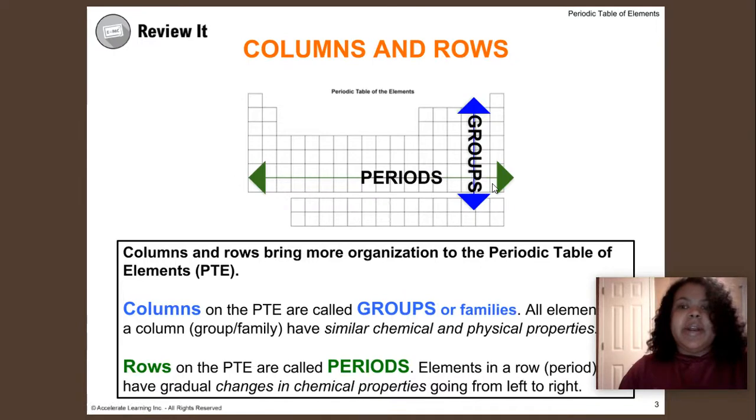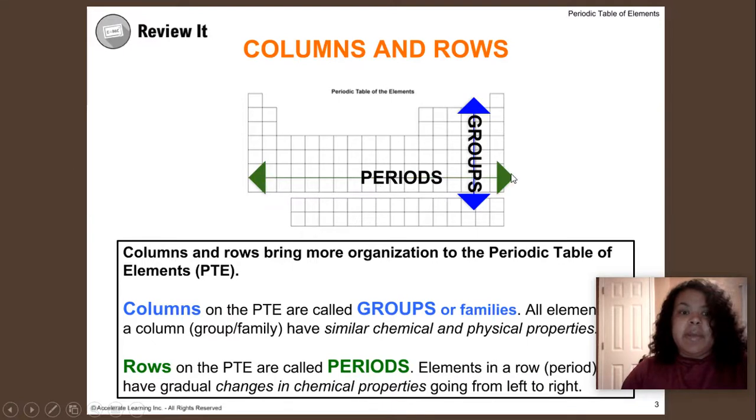Now, learning how to read and organize the periodic table. It's organized into columns and rows. Columns are called groups, indicated by these arrows going up and down. We have 18 total groups on the periodic table. All elements in a column, group, or family have the same chemical and physical properties.